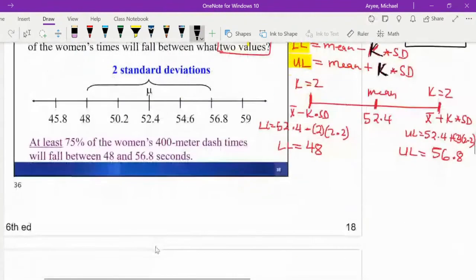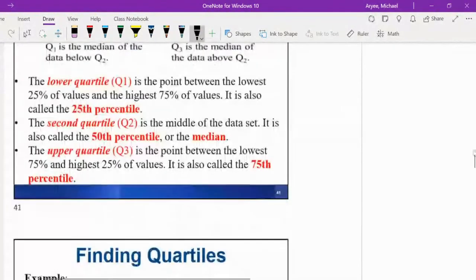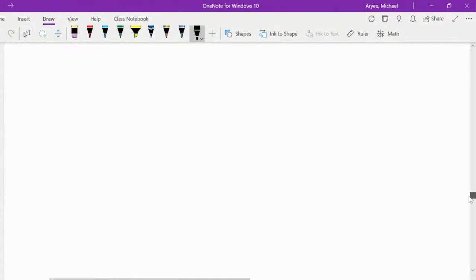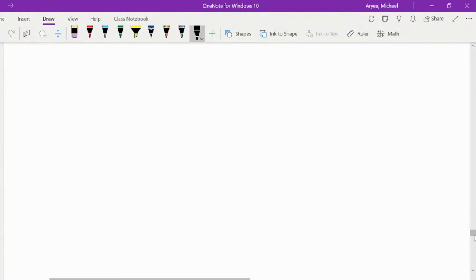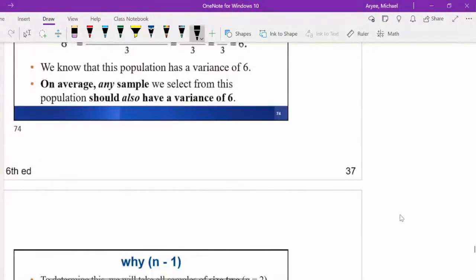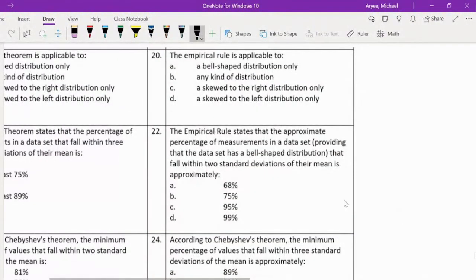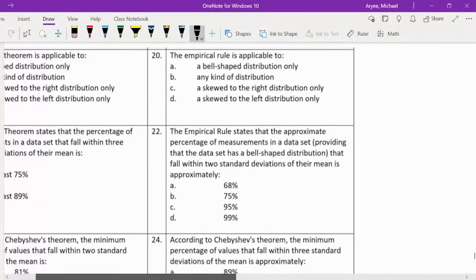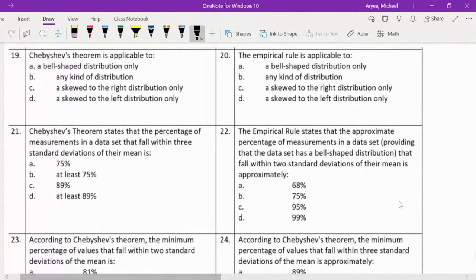Okay, let me take some questions at the bottom here first. Let's quickly look at some questions before I go to the next stage.